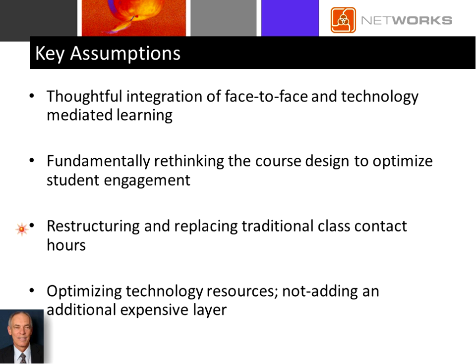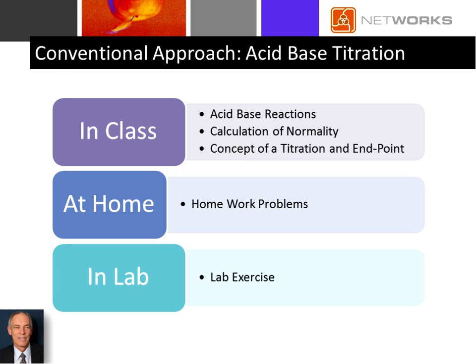Number three, it's a restructuring as well, and you're really thinking about replacing traditional class contact hours with different opportunities for students. So it's a restructure in that way as well. And finally, it's an optimization of technology resources. And that doesn't mean going to your administration and saying, I need $25,000 to implement this technology. I think really what it means is using what exists today, not necessarily adding on some big layer. My point here is this can be done in a straightforward way without a huge amount of effort.